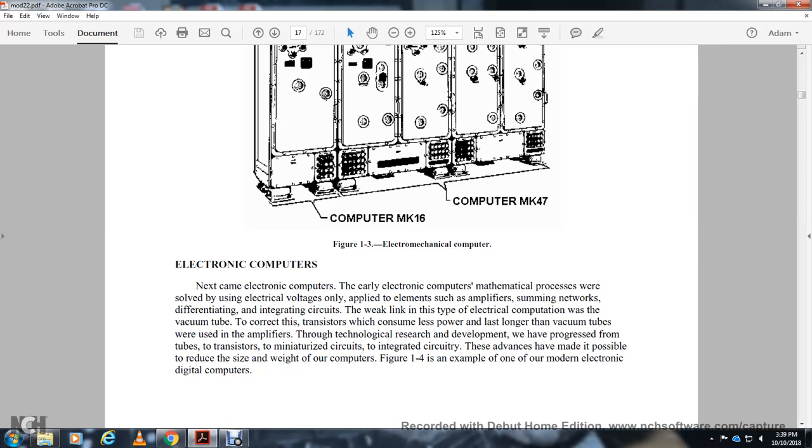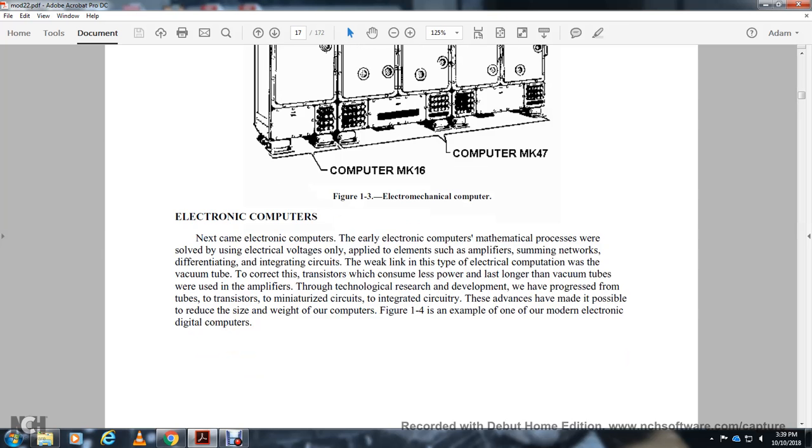Next came the electronic computer. In earlier electronic computers, mathematical processes were solved with electrical voltage applied to amplifier elements, along with differentiating and integrating circuits. The weak link in this type of electronic computation was the vacuum tube, which was later replaced by the transistor, since vacuum tubes were used to amplify. Through technological research, progress from the tube to the transistor, miniaturized circuits, and integrated circuits made it possible to reduce the size and weight of computers. Figure 1-4 shows an example of a modern electronic digital computer.